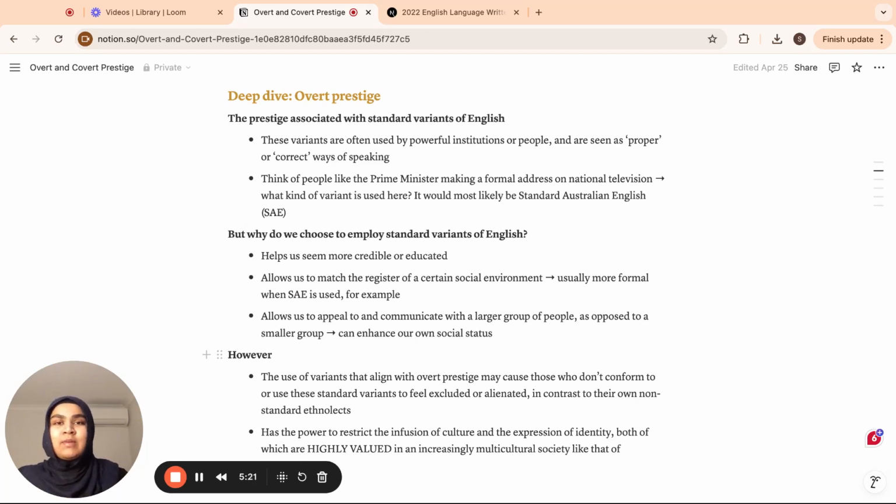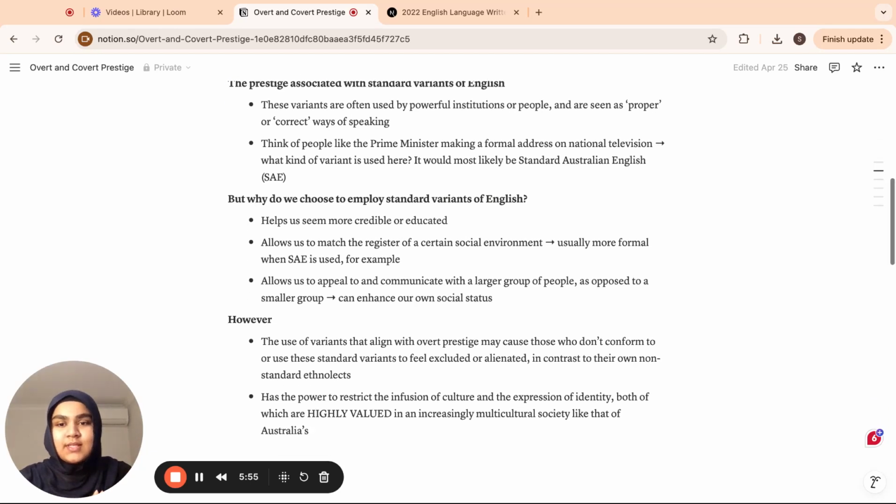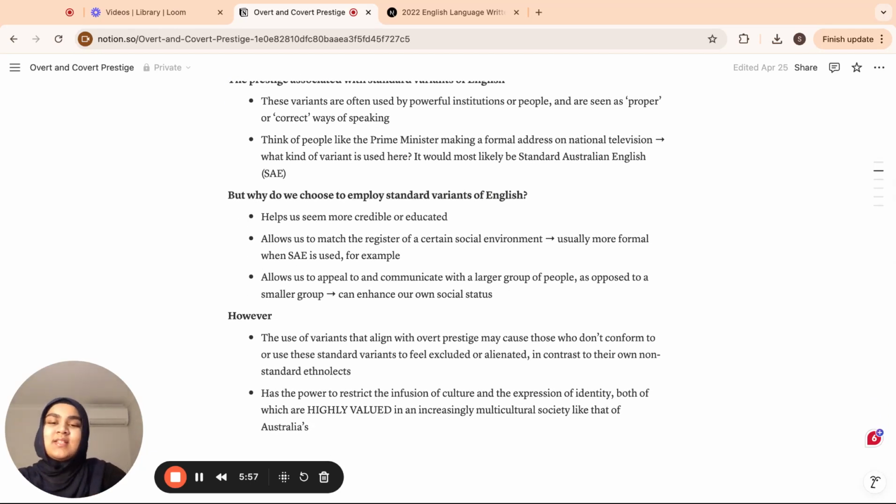You're not going to really find much slang or many influences of things like idiolects or ethnolects in speeches that use standard Australian English. So you kind of see here why we would choose to employ these standard variants of English. Now, there is a flip side to this. There are a few drawbacks of this, however.